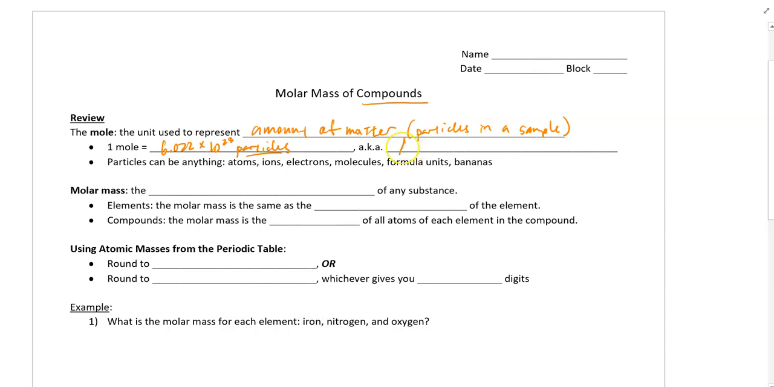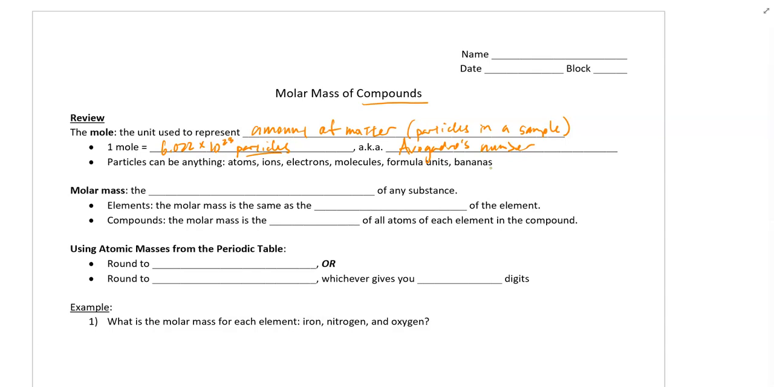That is also known as Avogadro's number. Make sure you get the term down for Avogadro's. Of course, these particles can be anything: atoms, ions, electrons, molecules, formula units, bananas, whatever it is that you can actually count. We can use the mole for it.